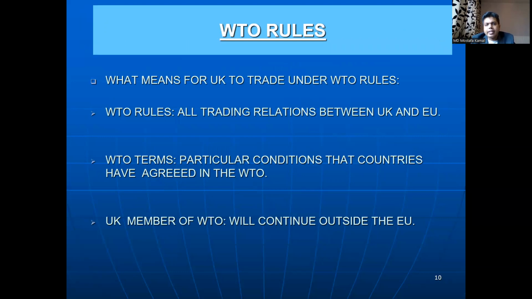So another agenda item of this presentation is WTO rules. What does it mean for the UK to trade under World Trade Organization rules? There are three categories you can see in this slide: WTO rules, all trading relations between the UK and the EU. Then secondly, WTO terms, that is particular conditions that countries have agreed in the WTO. And finally, the UK remains a member of the World Trade Organization outside the EU.